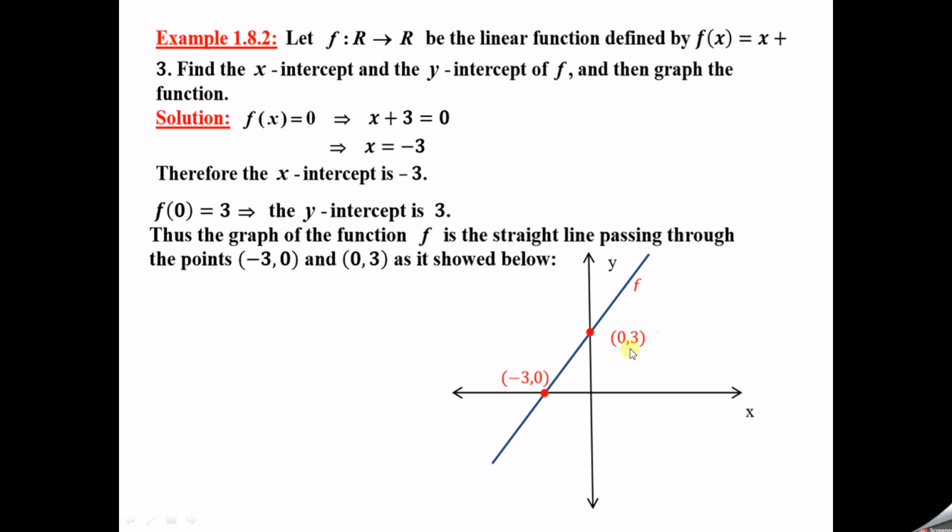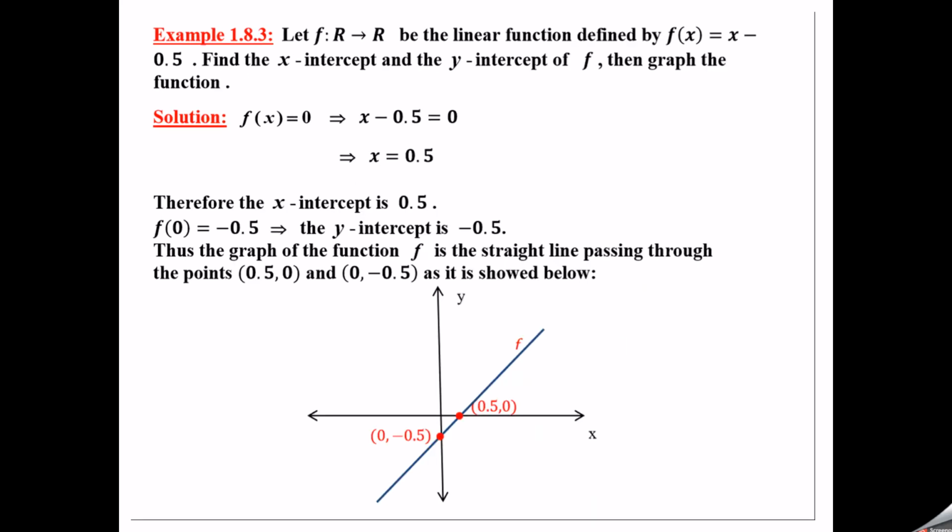So the 2 points we got. Since the x-intercept is minus 3, the point it passes through is (-3, 0). Since the y-intercept is 3, it passes through the point (0, 3). So this is the line which passes through (-3, 0) and (0, 3). So we find the intercepts and thereafter we draw the curve passing through those 2 points, which is a straight line.